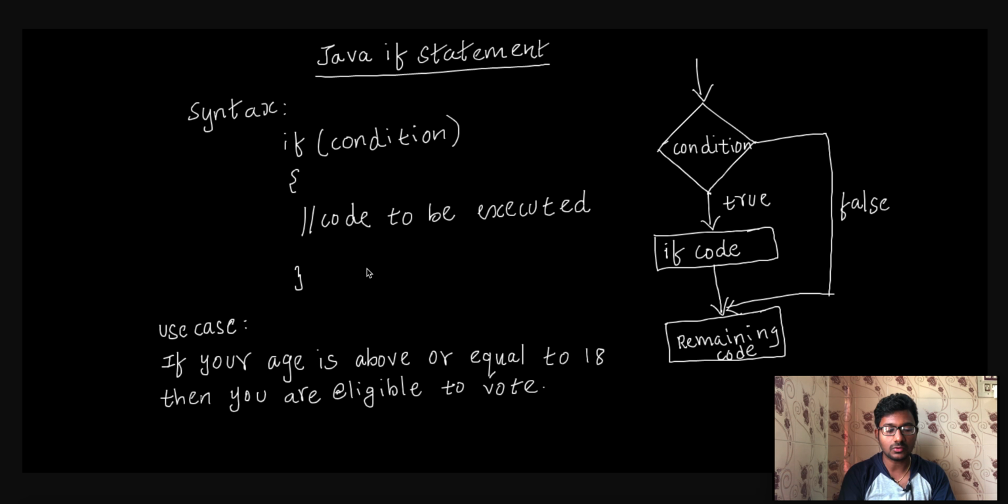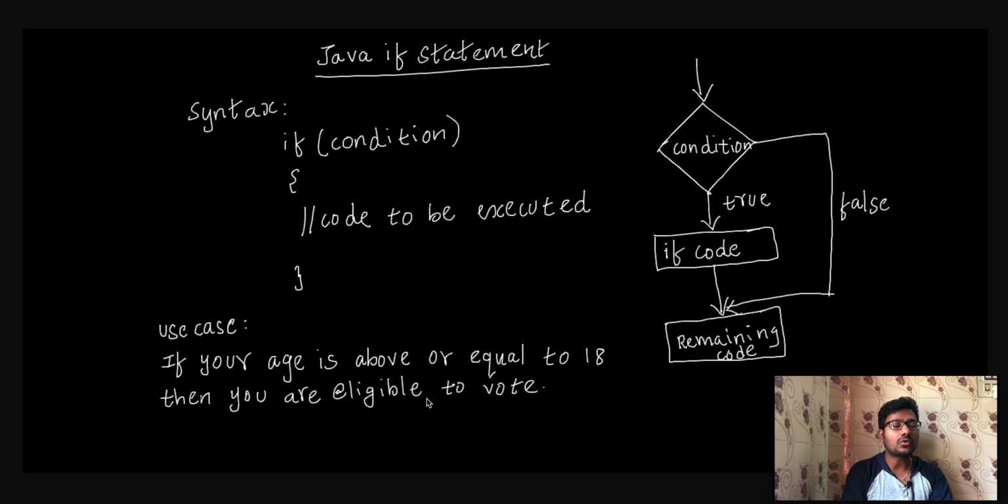In this scenario, the use case is: if your age is above or equal to 18, then you are eligible to vote. If your age is below 18, then you are not eligible to vote. So here, if this condition is satisfied, then some other statements should be executed. So that's the real world scenario, the real world use case.